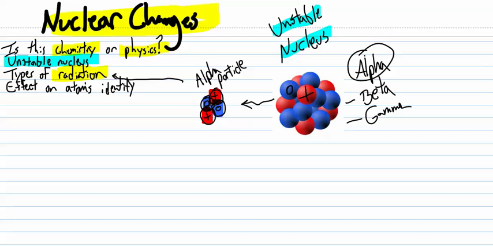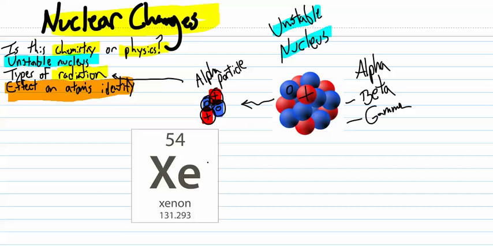That's alpha radiation. Okay? So what happens to the atom? Is the atom still the same atom when this happens? Well, nuclear changes can have an effect on the atom's identity, on who they are. So let's just say that we were talking about, I went out and found this. Let's just say that we were talking about xenon. Let's say that this was a xenon nucleus.